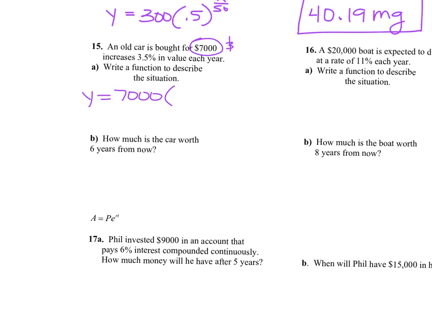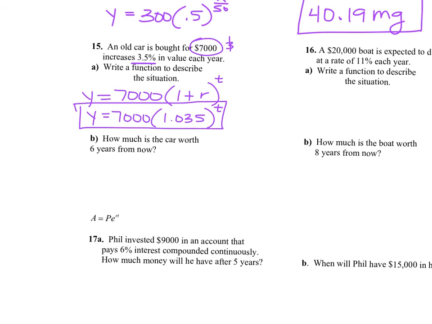1.0, right? This is the one where you were adding 1 plus the rate. So it's going to be 7,000 times 1 plus the rate. The rate was 3.5, so 1.035. Okay, you got to add those together because we want it to be 103.5% of what it started as because it's increasing. And time is always your exponent. So this would be your function.